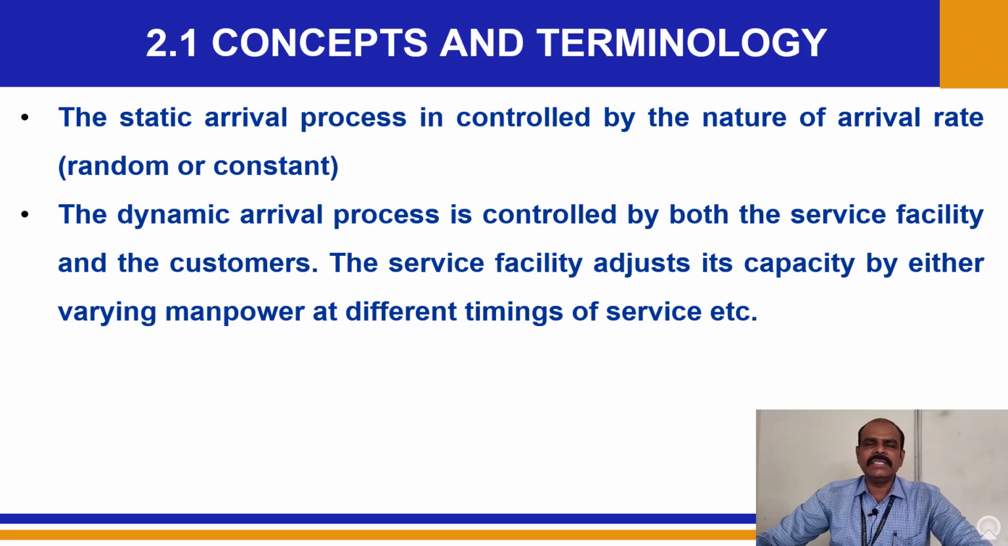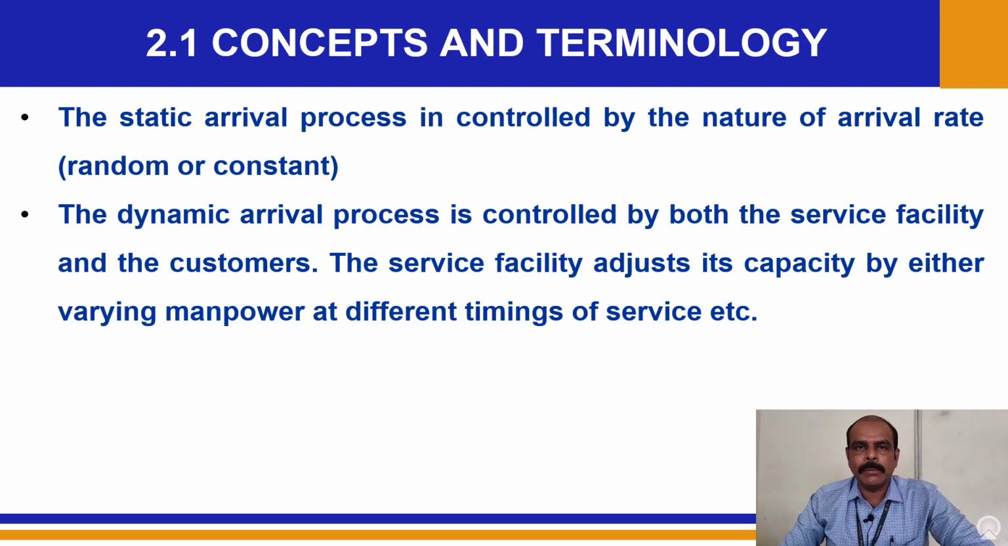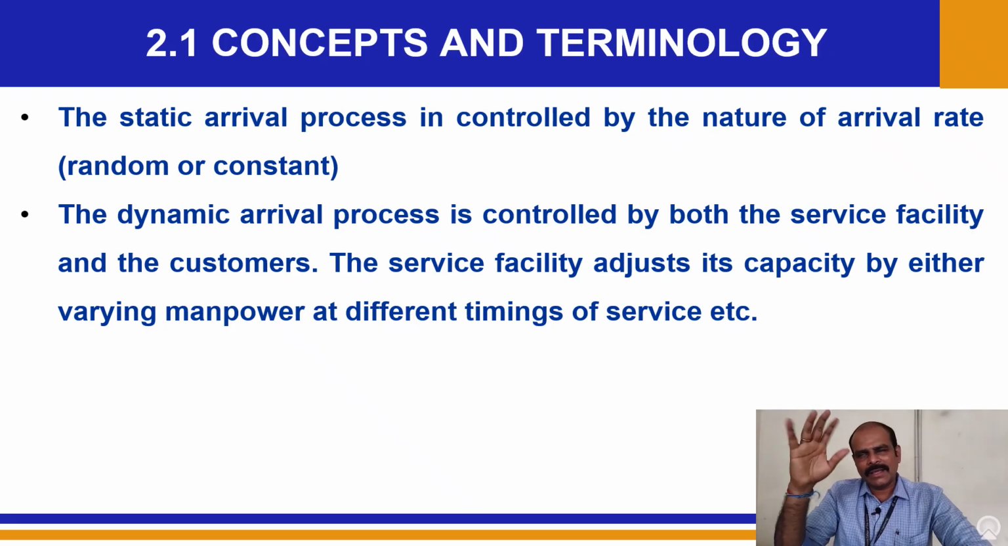So when we go to supermarkets, there will be only one bill paying counter at the end. By seeing the queue length, the manager will decide to open another bill counter next to it. So obviously the queue gets reduced. Based on the scenario, we decide. That is called dynamic arrival. Static arrival means whatever may be the queue, only one counter means only one counter. They are not bothered about the arrival rate at all.